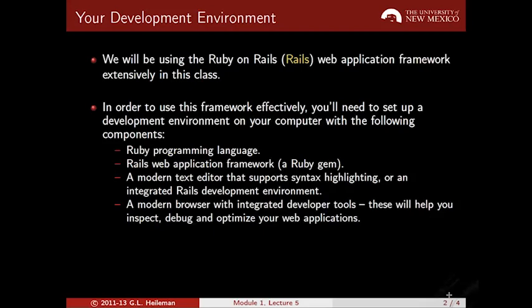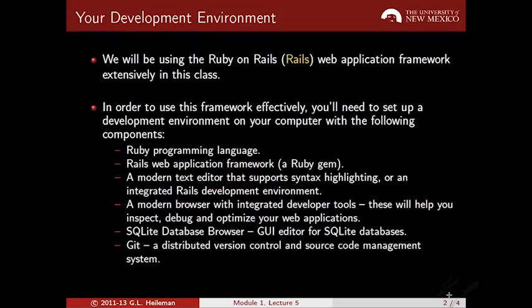What this will allow you to do is inspect your web application, debug it, and also optimize it so it performs faster. We'll use a SQLite database browser. SQLite is the database that comes with Rails, and we'll use this in order to inspect what's in that database. And we'll use Git as a version control system in order to manage your software, and this is also how you submit your assignments through GitHub.